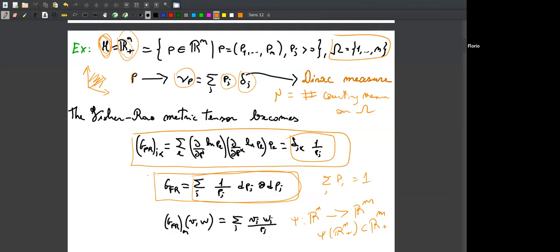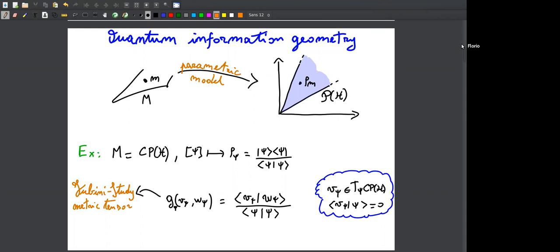Okay. Now we pass to the quantum case, where the situation is basically analogous. We have a parametric model, a manifold of parameters, and we now represent, no longer measures on some outcome space, but quantum states, which are basically positive operators on the Hilbert space of the system. Now you may wonder why I have this picture here. Also in the classical case, I had it.